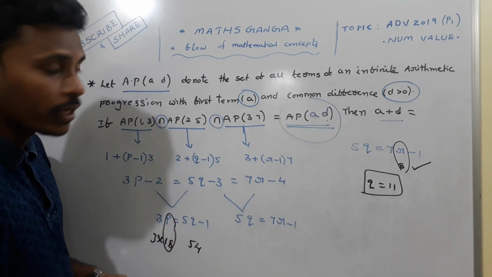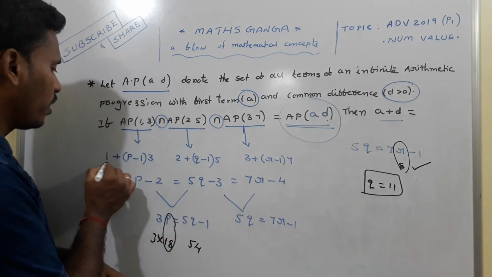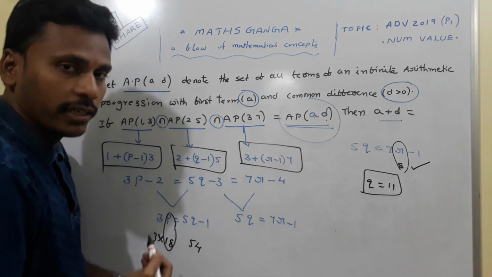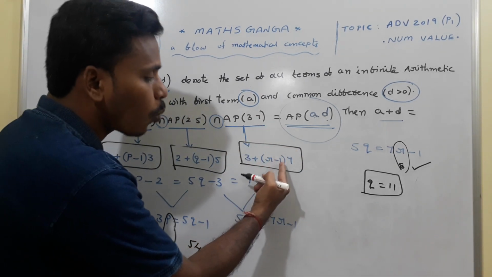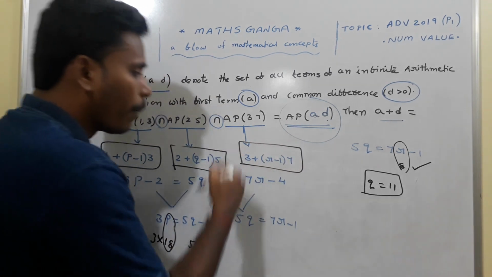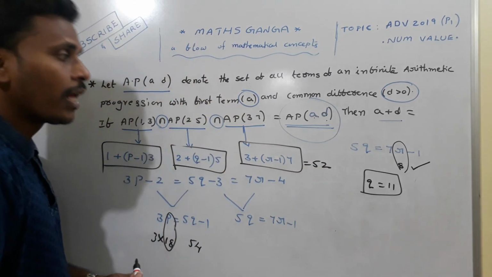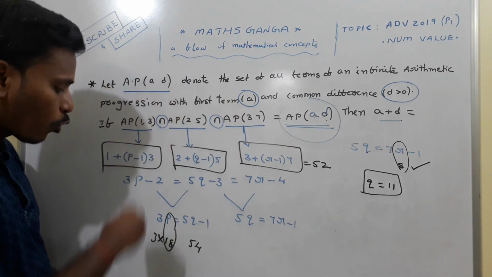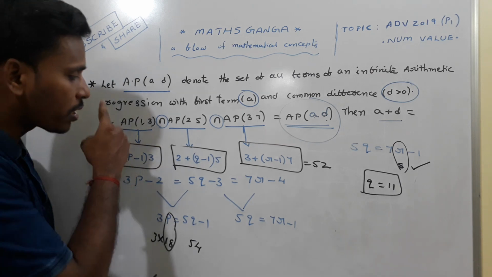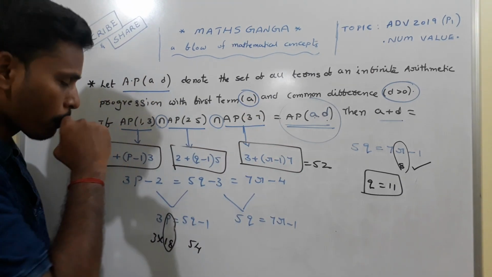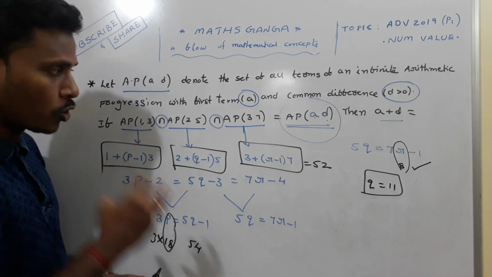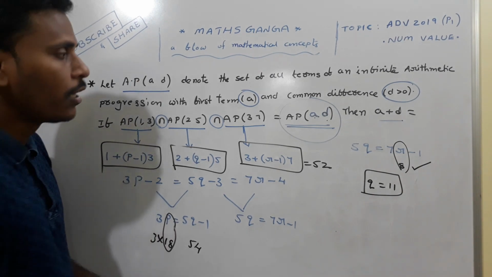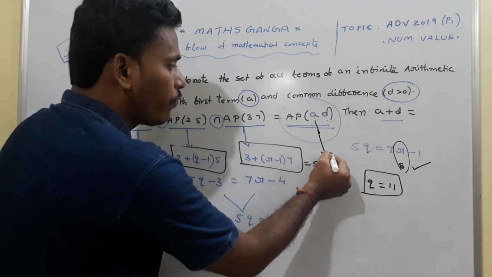So what is the term? If you replace any value in this general term, either replace 18 here or 11 here or 8 here. If you replace 8 here, 8 minus 1 is 7, 7 sevens is 49, plus 3 is 52. So the 8th term of the third arithmetic progression, the 11th term of the second arithmetic progression, and the 18th term of the first arithmetic progression are equal to 52, and that is the first common term. So the first term of this newly formed arithmetic progression is 52, right? So I have a as 52.